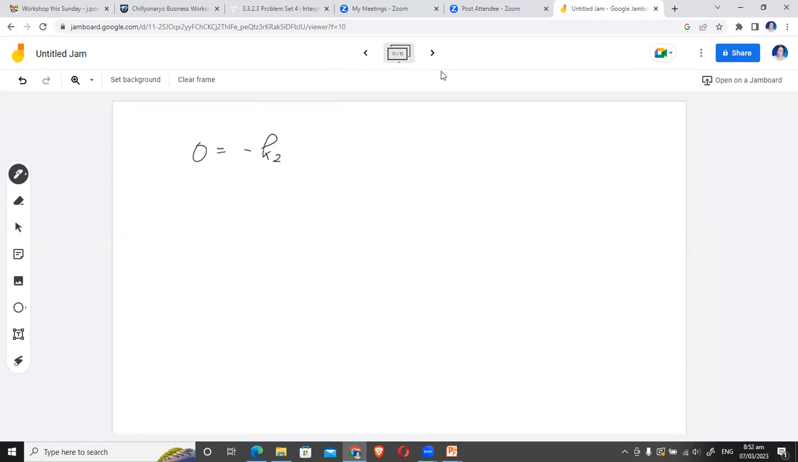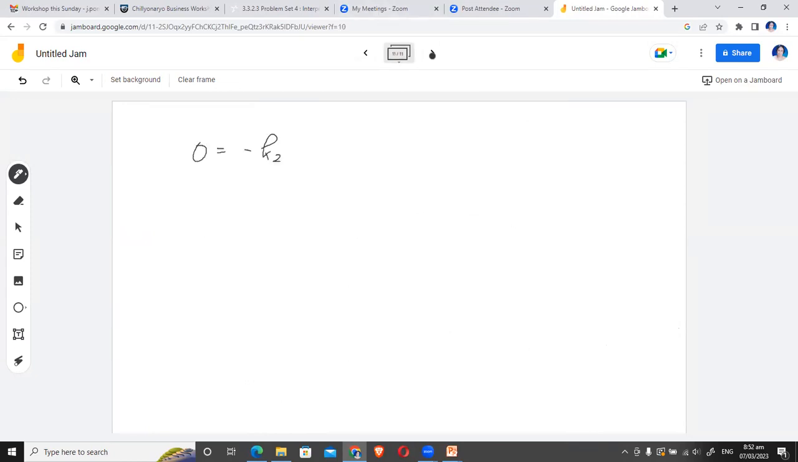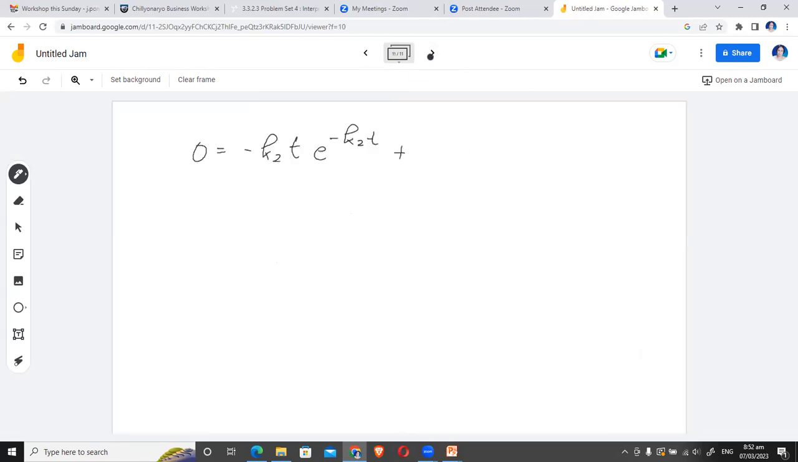Negative k sub 2, t e raised to negative k sub 2t plus, I just wrote this first, this one, e raised to negative k sub 2t. So k sub 2t e raised to negative k sub 2t is equal to e raised to negative k sub 2t. This cancels. So you have k sub 2t is equal to 1.